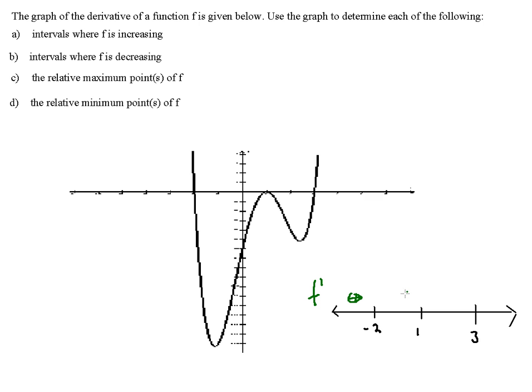Between -2 and 1, is f prime positive or negative? Well, if it's positive, it'll be above the x-axis. If it's negative, it will be below the x-axis, and it appears that it's below the x-axis to me. So that's negative. And then from 1 to 3, well, it still looks like it's below the x-axis, so f prime is negative, and then it is positive from 3 to infinity. So it's positive.